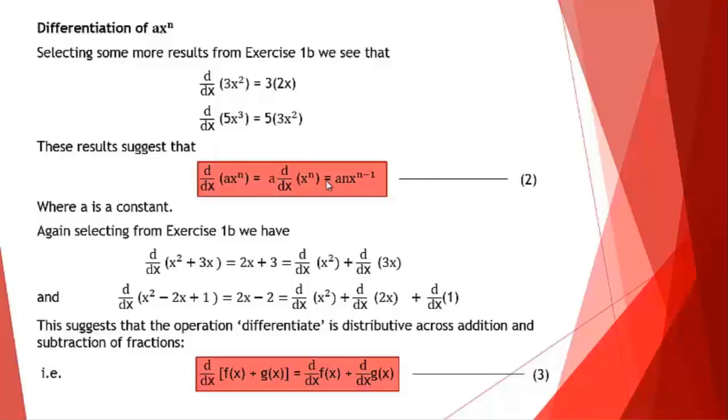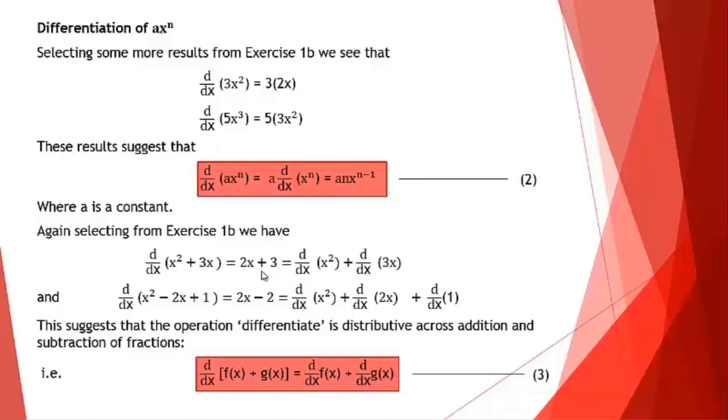So again, selecting from exercise 1b, we have the derivative of x squared plus 3x with respect to x gives us 2x plus 3. So we can consider the derivative of each of the terms, x squared and then 3x. So when we separately derive them, we get 2x plus 3. The same way we do it for the next expression also.